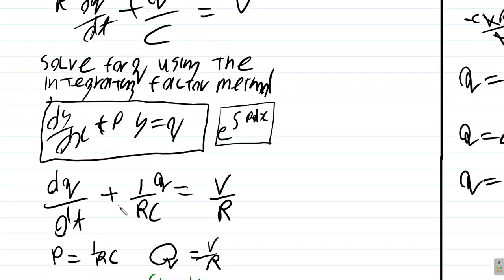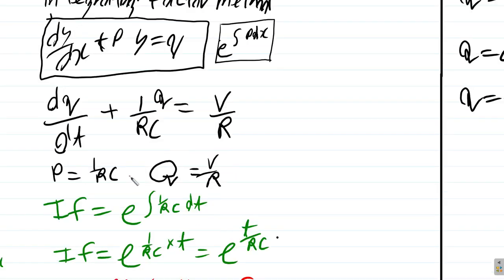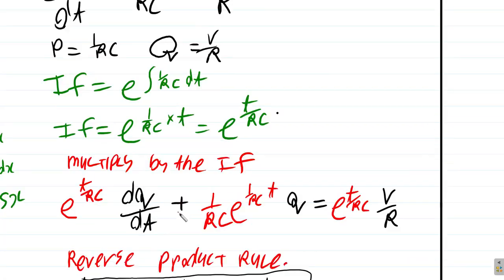dq by dt, when we divide by r, gives dq by dt plus 1 over rc times q equals v over r. So our p will be 1 over rc, and our q, a different q from this, would be v over r. So the integrating factor is e to the integral of p, which is 1 over rc, dt, because we're using dt instead of dx here. When you integrate 1 over rc with respect to t, you have 1 over rc times t, same as t over rc. So the integrating factor is e to the t over rc.